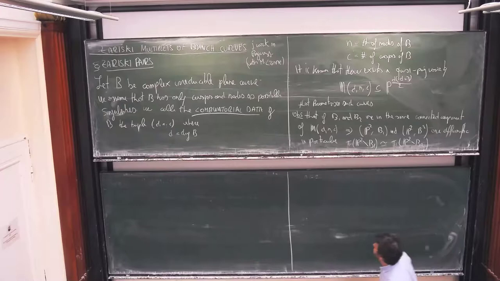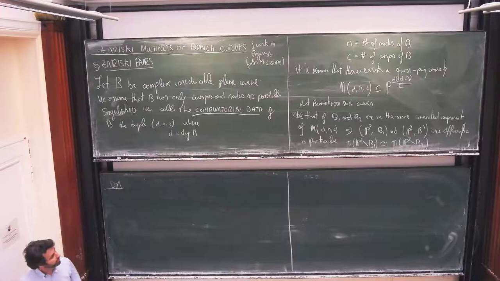Why do you think those three over? Sorry, I don't understand the dimension of this projective space. Is it correct? I think it's just the dimension of the space of curves of degree d. That's it. Thank you.